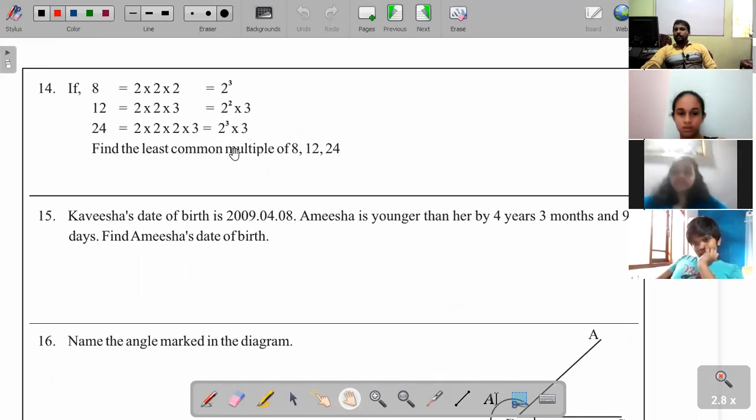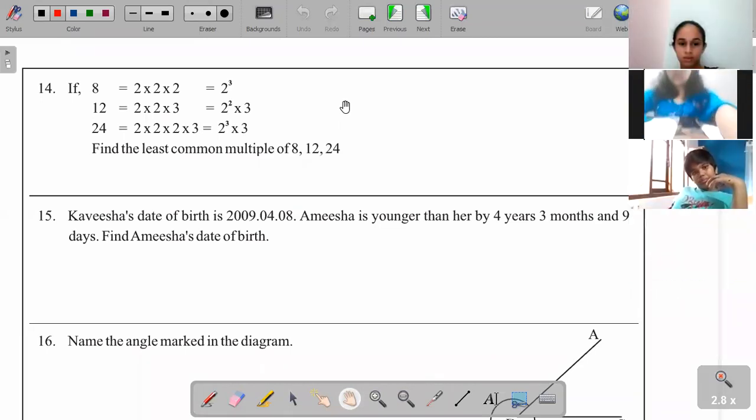Find the least common multiple of 8, 12, 24. Least common multiple. Right, I think there are two methods you studied to find the least common multiple.